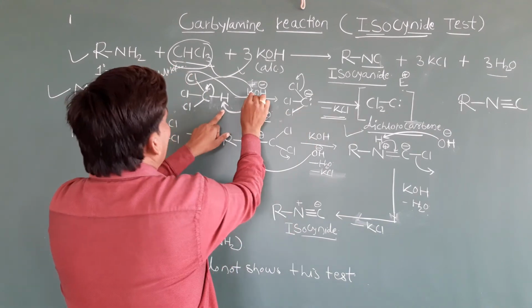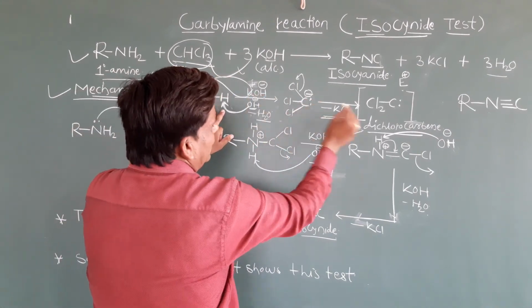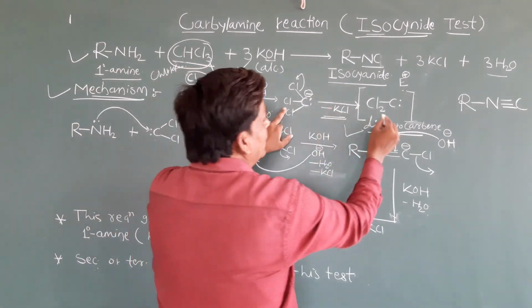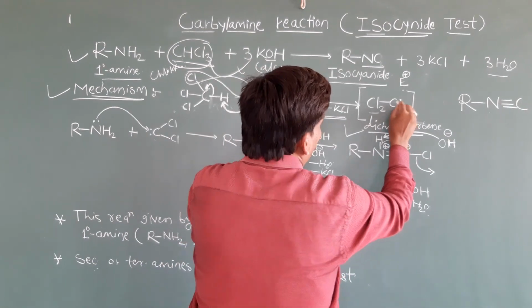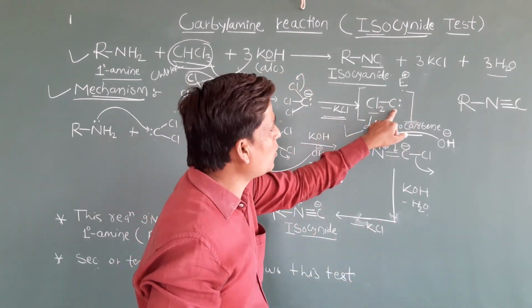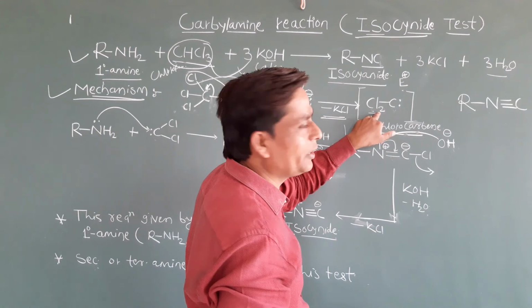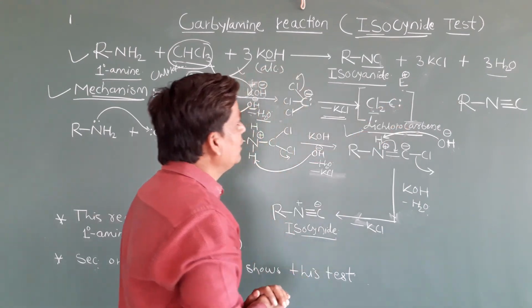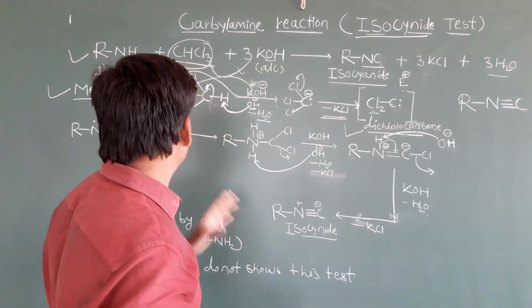Again, this K and this KCl are removed. Then only 2 Cl will remain, giving Cl2C with a lone pair of electrons. Cl2C is nothing but dichlorocarbene. Two chlorines are there and this is a carbene. Now this dichlorocarbene reacts with amine.